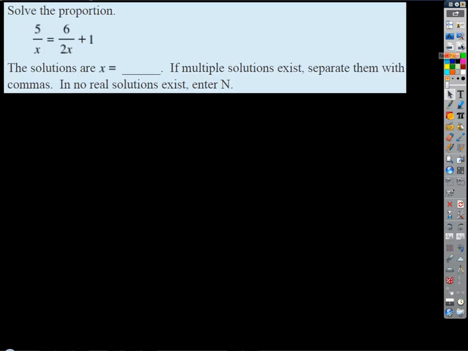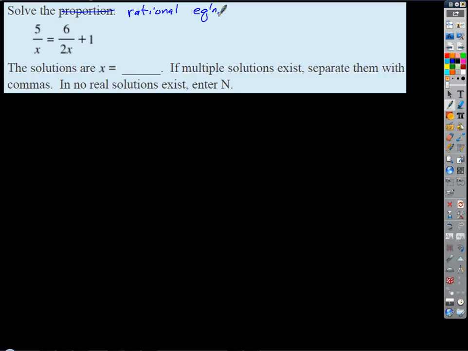How about something like that? Now this shouldn't say proportion. I've changed this so when you see it on the final, it won't say proportion. It's just going to say solve the rational equation or something like that. It's not a proportion because a proportion means you've got a fraction equal to a fraction, and that doesn't look like a fraction equal to a fraction. So it's not technically a proportion.